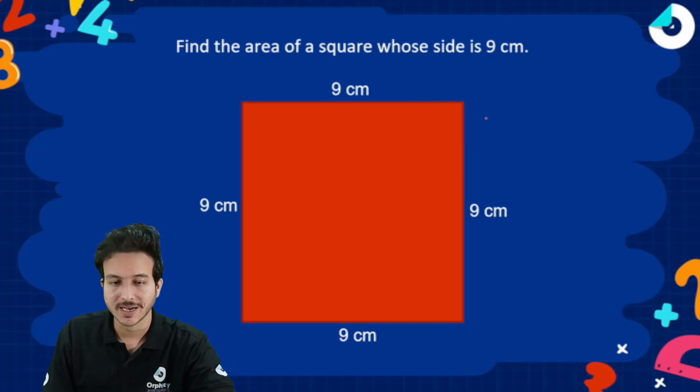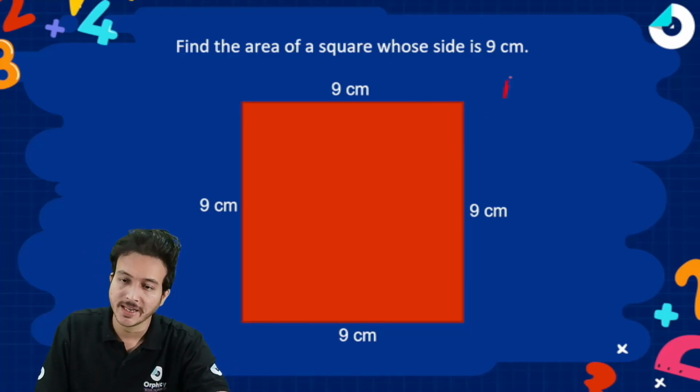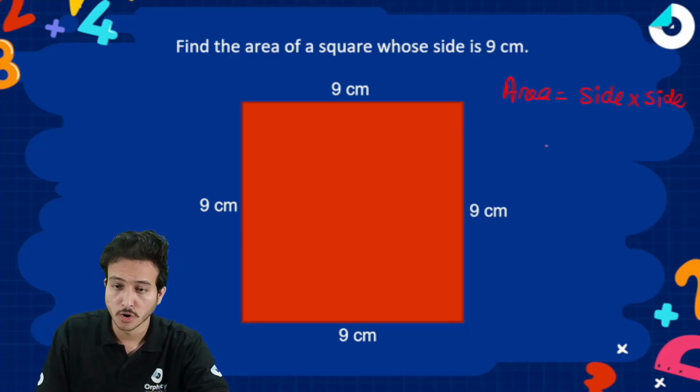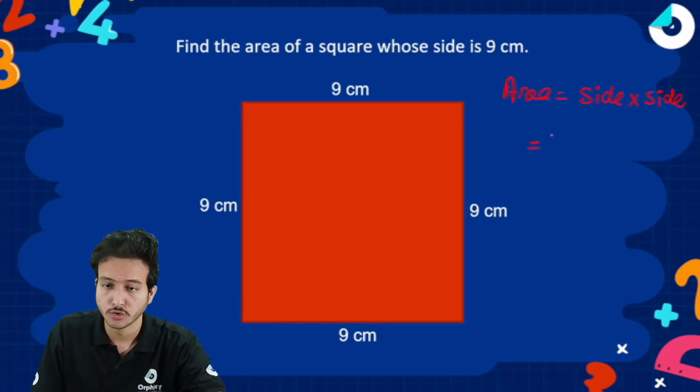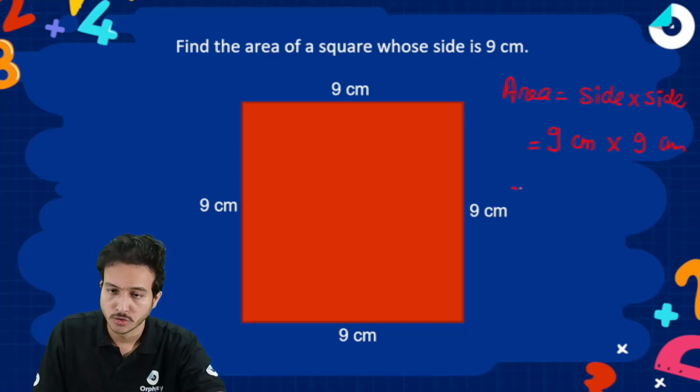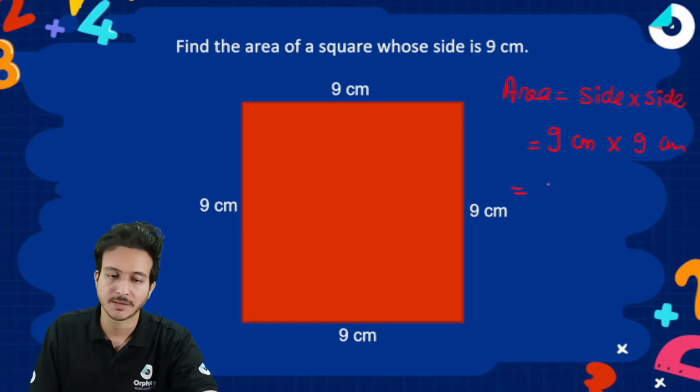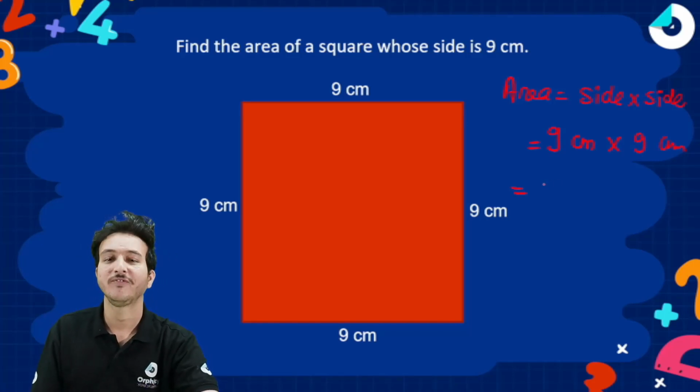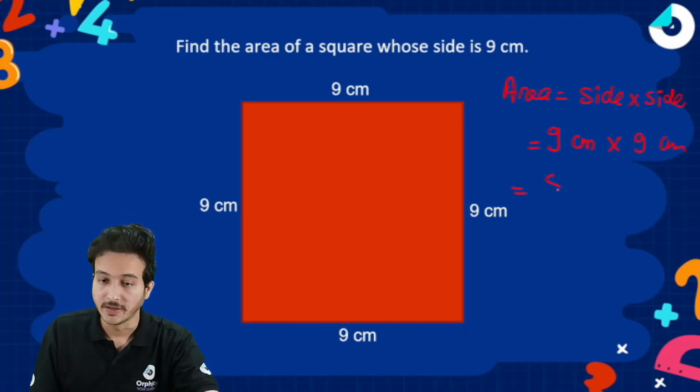Now because all sides are of equal measure, the area of a square can be found using the formula side into side. Because the side is directly given to you as 9 centimeter, you can find the area of this square using side into side, that is 9 centimeter multiplied by 9 centimeter. That will give you the value as 81 square centimeter.